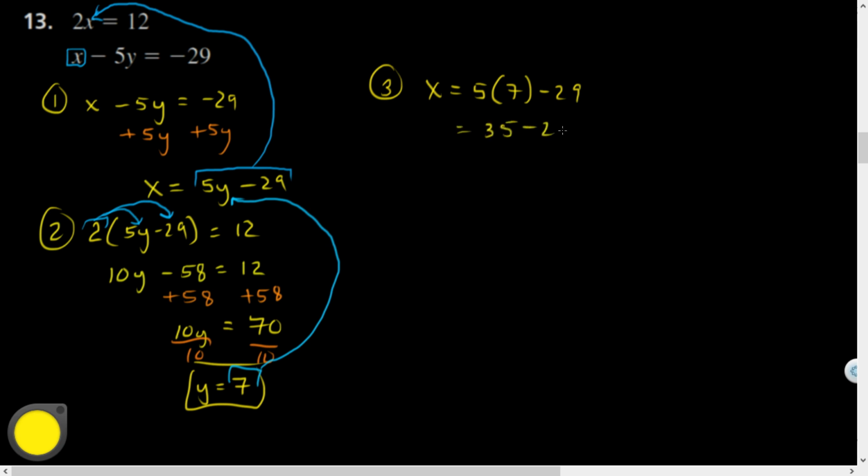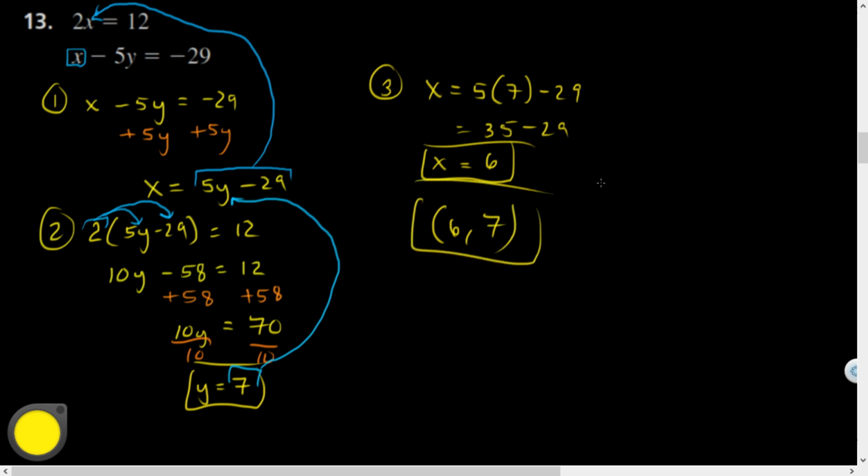So 35 minus 29. And so x equals 6. Yeah. So I get 6 comma 7. So that is my answer.